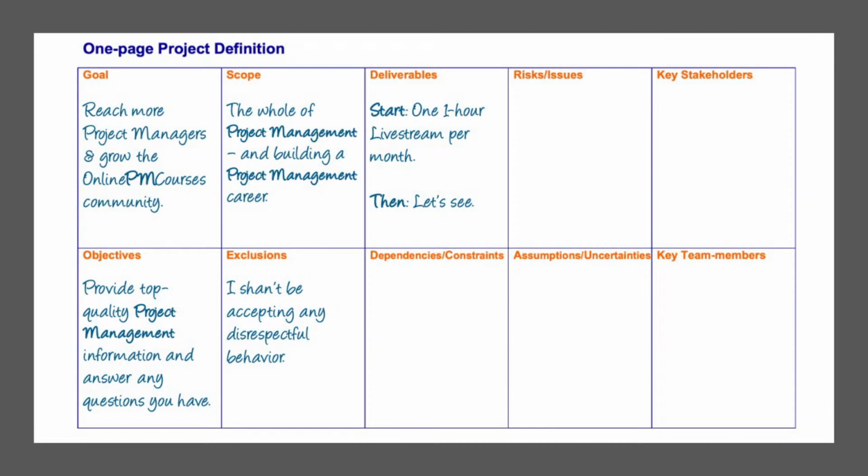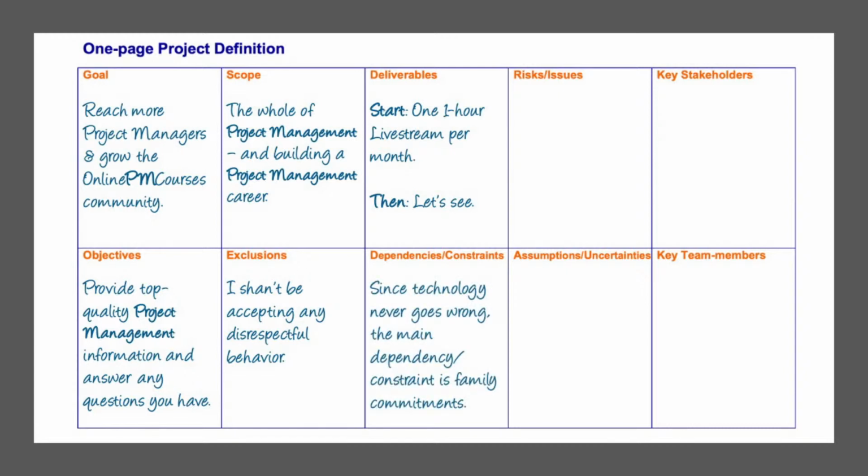So what's next is the dependencies and constraints. So let's take a look at that. We've got a number of dependencies. Since technology never ever goes wrong, I don't see that as a constraint or a great dependency. Seriously, I am enormously dependent on good quality services from the technology providers that I depend upon, and that includes YouTube, but I think YouTube is probably the strongest part of the chain. The weakest part of the chain is the monkey operating the keyboard behind the camera.